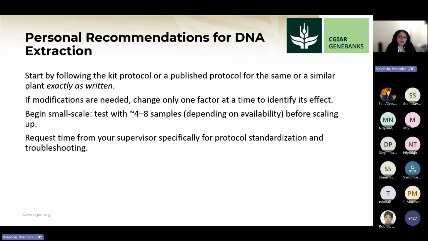I've seen this problem a lot, especially with university students that are doing their thesis, that they have 100 samples and they want to do the 100 samples. So they upscale from the beginning, and after that they have to repeat everything because they forgot, I don't know, to add mercaptoethanol to their seed, so they lost the 100 samples. So always start, especially if you're working with a new protocol, with just a little.